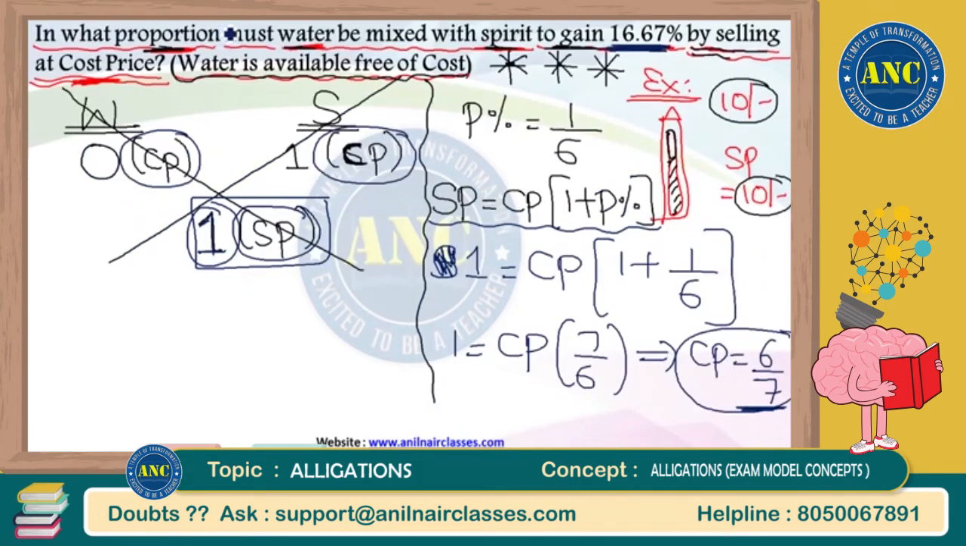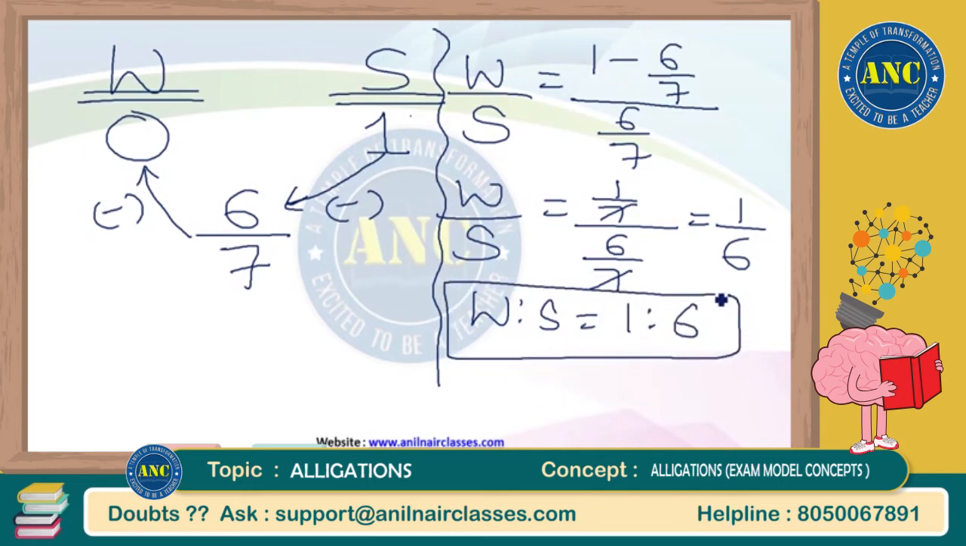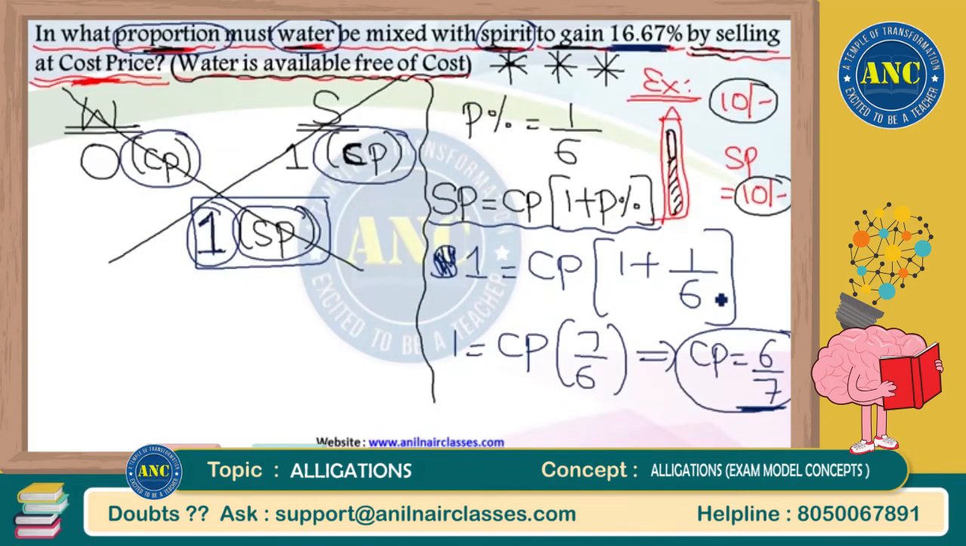What is the question? In what proportion must water be mixed with spirit? You should mix water with spirit in the proportion of 1:6. If you mix it in the proportion of 1:6, even though you sell the product at the same price at which you purchased, you will still have 16.67% profit. That is the meaning of this question. I hope you are very, very clear with the logic, whatever I am discussing, sir.